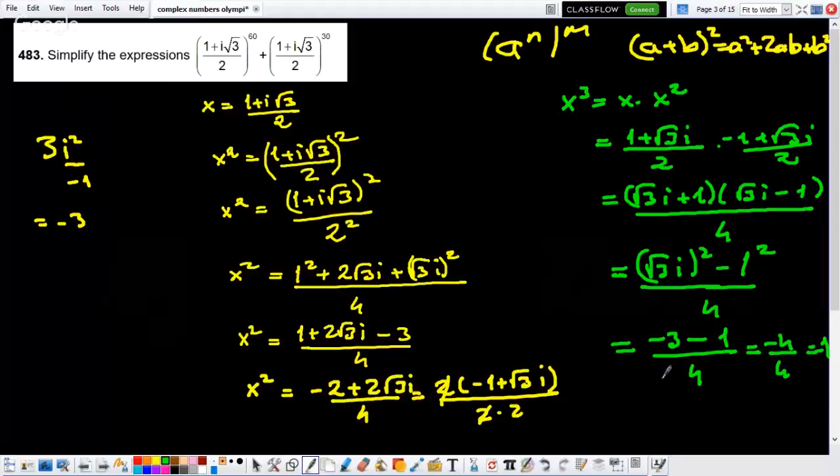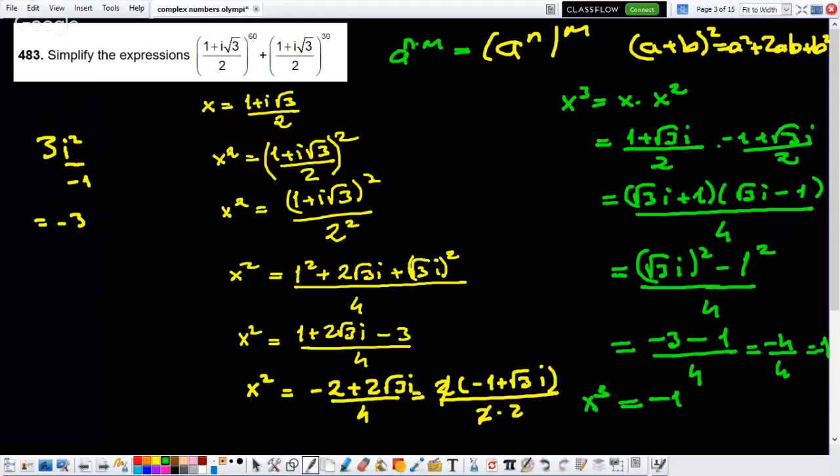So if it is minus 1, here I got x cubed is equal to minus 1, and this is the expected result that I'm looking for, because this is x to the power of 60 now, and this is x to the power of 30, and both of them can be written in terms of 3, like a to the power of n to the power of m is equal to a to the power of n times m. You know that one.